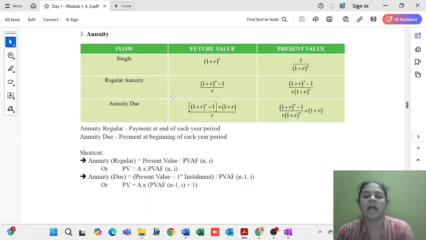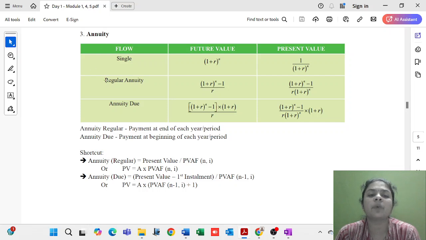Now we are going to annuity. This is very, very important. Now, what do you mean by annuity? Annuity is nothing but a periodic payment either at the beginning of the period or end of the period. Like how we pay our EMIs, like how we pay loan installments, like how we pay prepayments. Okay, so these are all concepts of annuities.